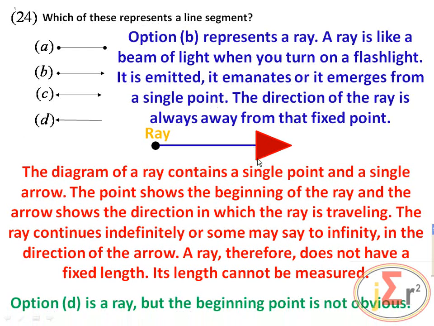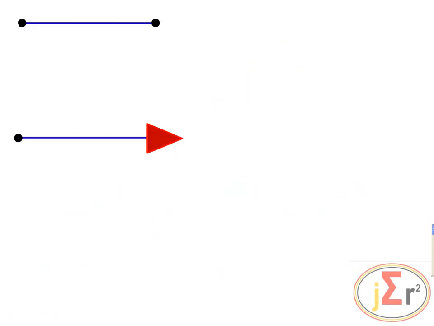Option D is a ray, but the beginning point is not obvious. So this is also a ray. This one is obviously a ray because of the beginning point, but this one, we do not give it an obvious beginning point. But let us see why it is still a ray. Line segment.